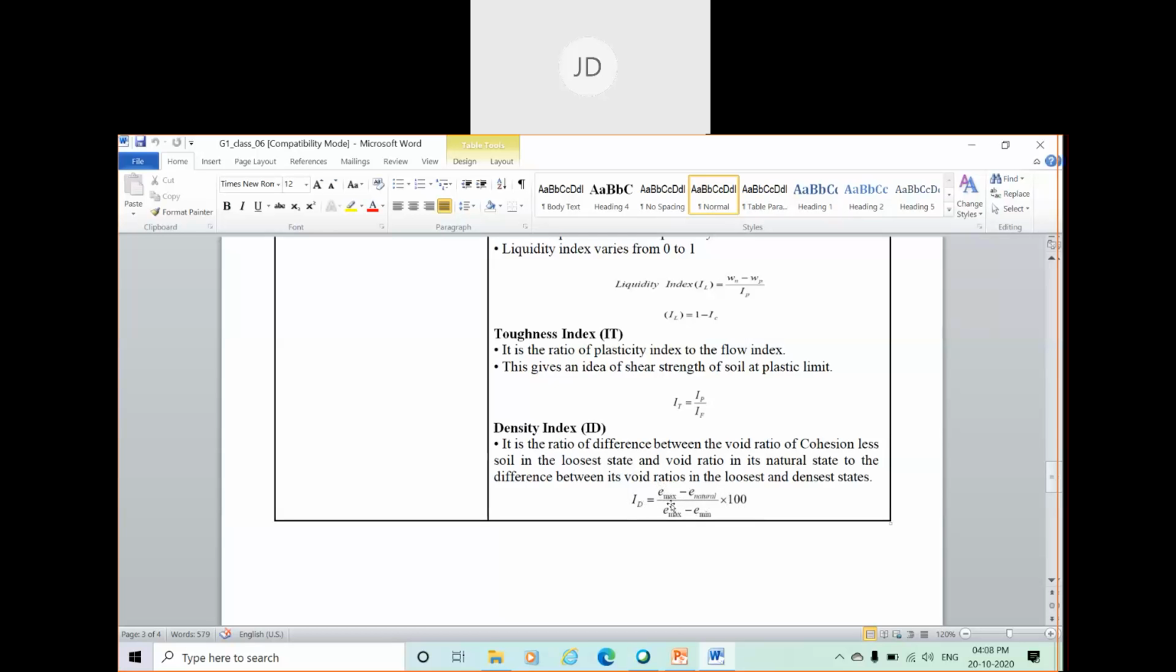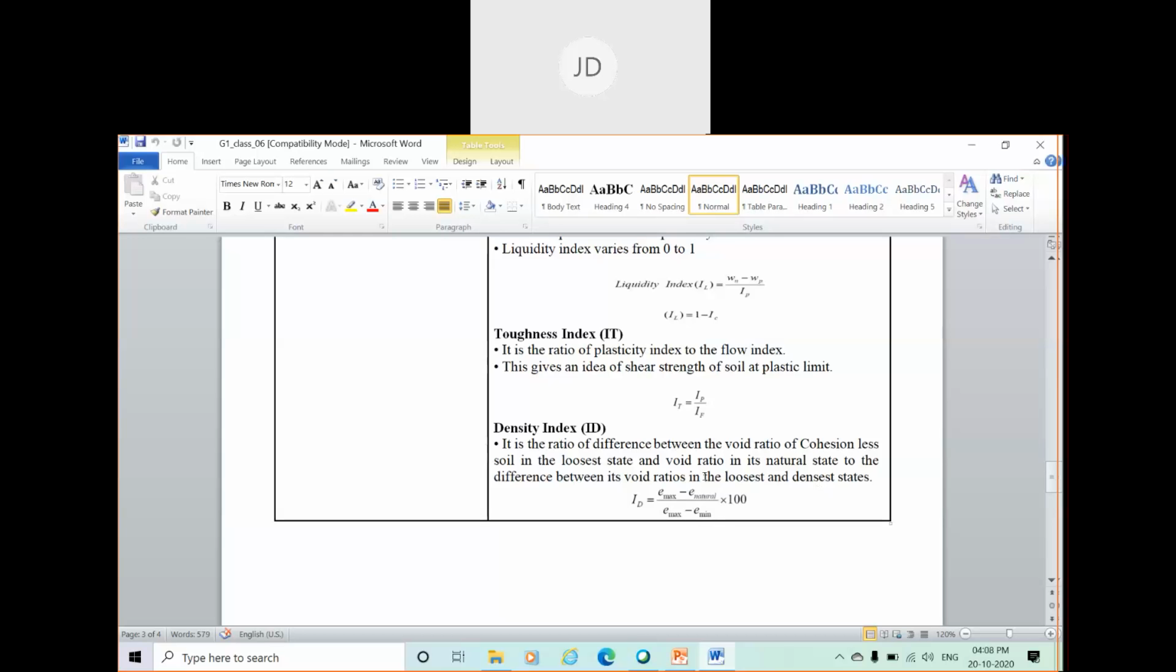Now, in what case may a soil have a maximum void ratio, and in what case may the soil have a minimum void ratio? It is when a soil is in a loose state. When a soil is in a loose state means what?